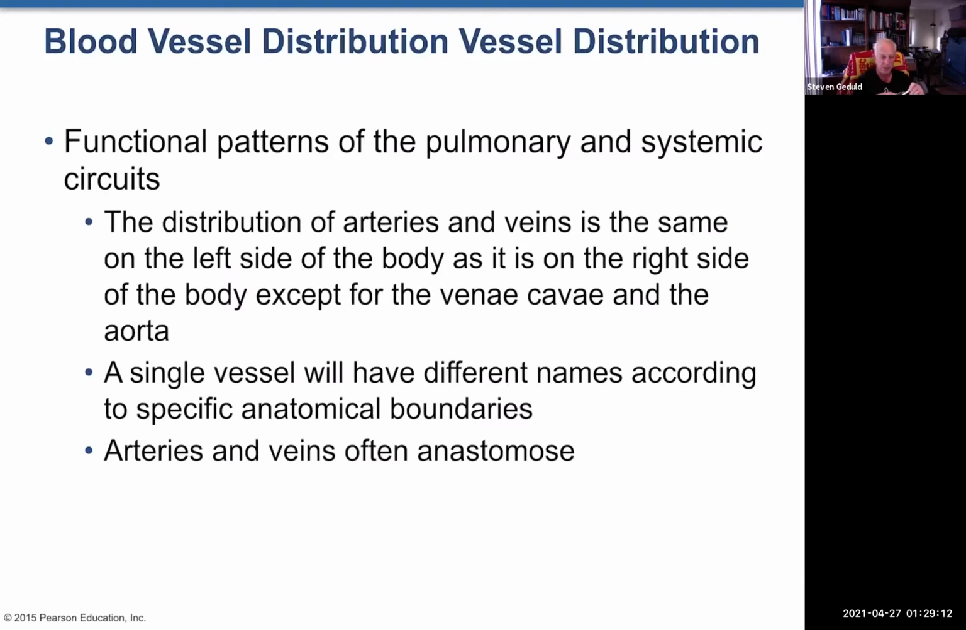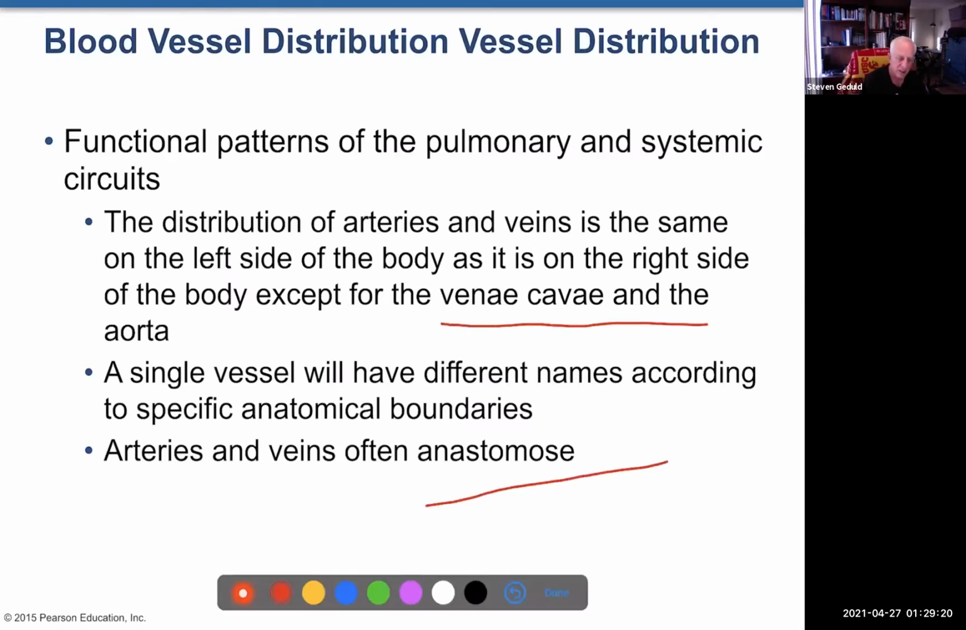Okay? So the distribution of arteries and veins is the same on the left side of the body as on the right. We're mirror images, okay? Except for the vena cava. There is only one vena cava. There's a superior vena cava and an inferior vena cava. There's not a right and a left. There's right and left for all the other veins and arteries, but for the vena cava and the aorta, there's only one. There's no right and left vena cava. The vena cava and the aorta are singular. They run down the middle of the body.